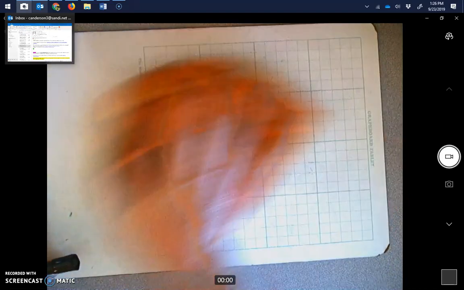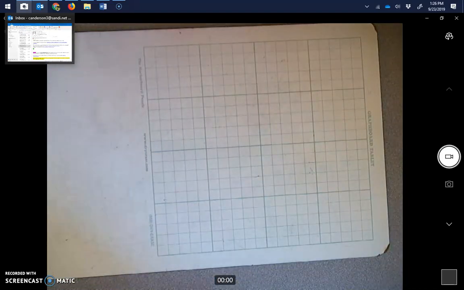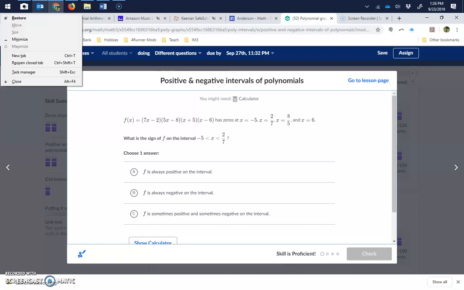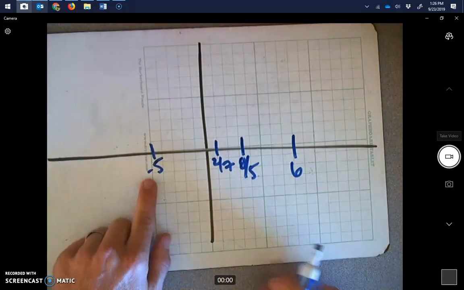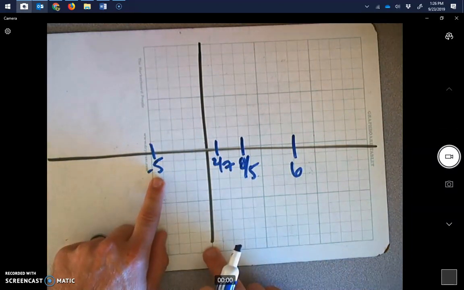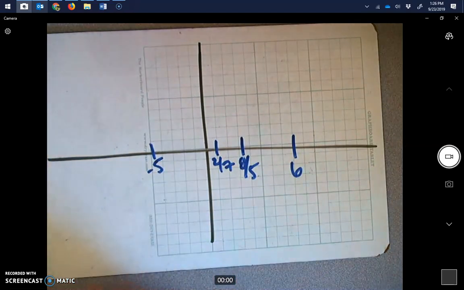So what we're going to do is, let's go back to our previous problem. So I'm going to make a coordinate system. All right, we have zeros at negative 5. So I'm plotting this as I'm talking. Negative 5, we have one at 2/7. We have one at 8/5, which is just under 2. And finally, we have one at 6. Okay, this is not necessarily to scale, all right? Like our negative 5 and our 8 over 5 look like they're equally as far away from the origin, and this should be further away by almost 2 times, okay? So just know that it's not exactly drawn to scale.